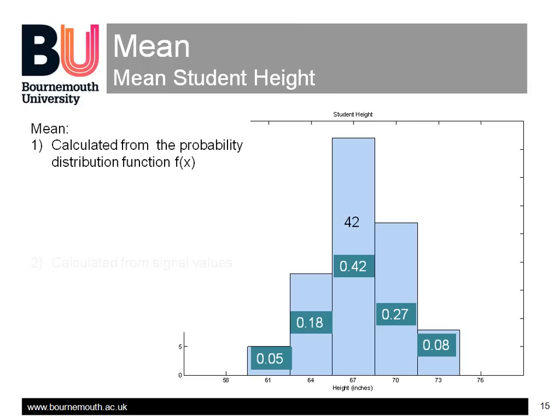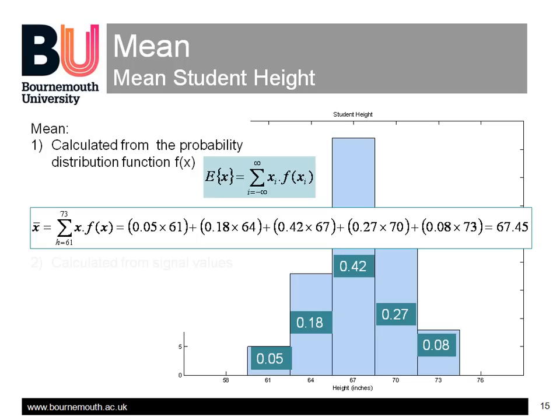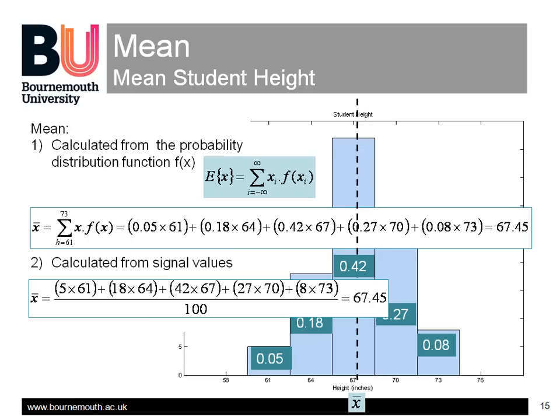Let's return to the probability distribution for the discrete student height example and apply our new formula for the mean, where the values of x run from 61 to 73 inches, and the corresponding values of f are 0.05, 0.18, 0.42, 0.27 and 0.08, giving the result as a mean height of 67.45 inches. We can, however, also find the average directly from the signal.